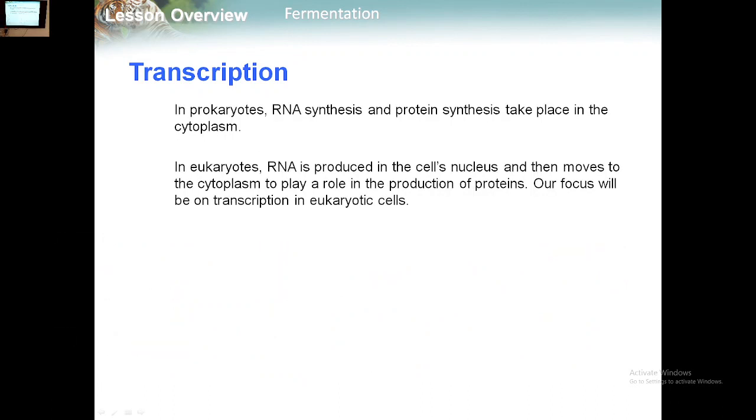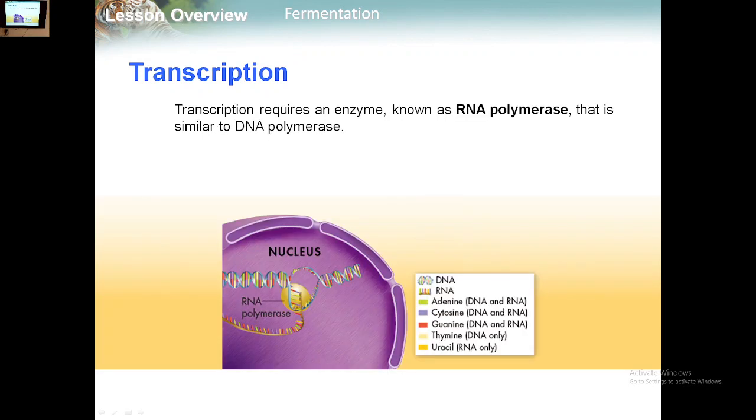Okay. In prokaryotes, RNA synthesis and protein synthesis take place in the cytoplasm, while in eukaryotes, the RNA production will be in the nucleus, then it moves to the cytoplasm and the ribosome to build up the proteins, okay? So let's start with the transcription in the eukaryotic cells.